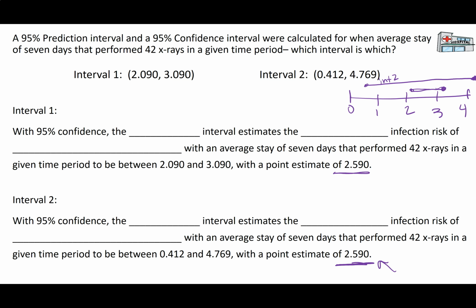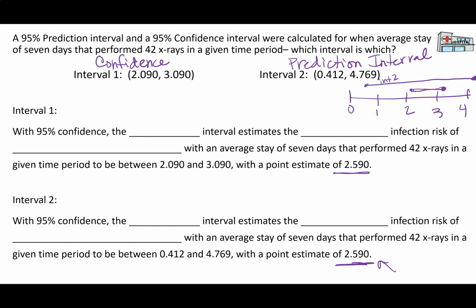So remember, we know that the confidence interval, because it's for an average, is going to vary a lot less than that prediction interval. The prediction interval will be wider. So the wider one will be my prediction interval. And remember, that's for one individual hospital. My confidence interval is saying, hey, for all hospitals that have an average stay of 7 and 42 x-rays, what do we think the average is?